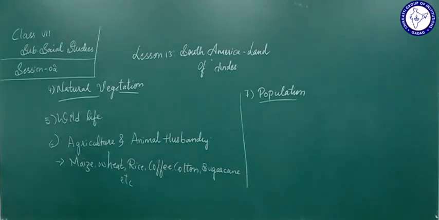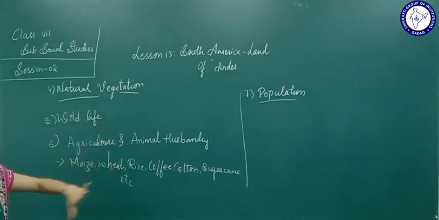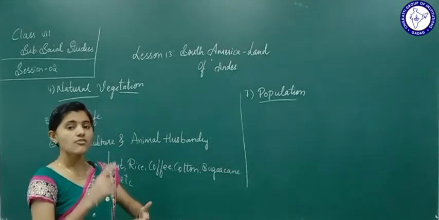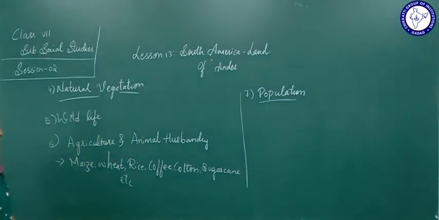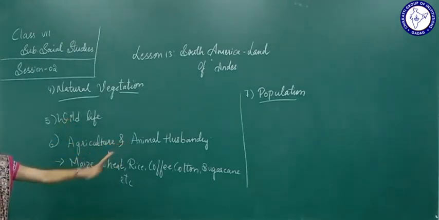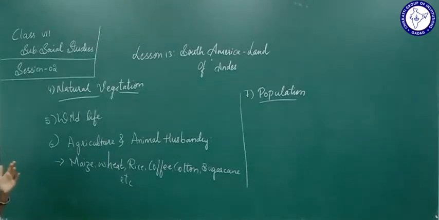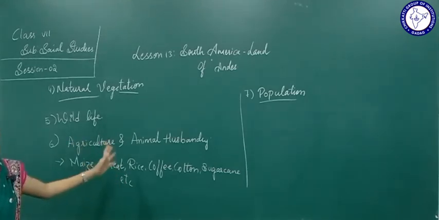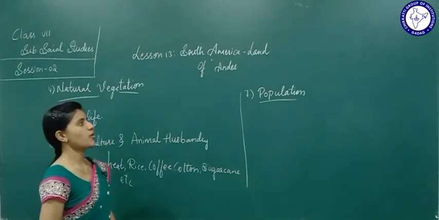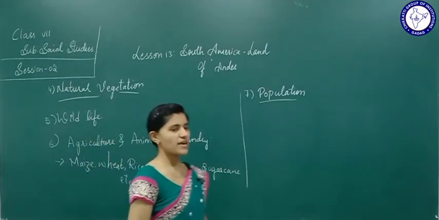So students, what have we studied in this session? We have studied about natural vegetation, about the varieties of animals, flora and fauna present in this South American continent. And then we studied about the wildlife, about the agriculture and animal husbandry, the rearing of animals. And also we studied about maize, wheat, rice, coffee, cotton, sugar cane, etc. These are the most important crops grown here. And then we studied about the population of this South American continent.